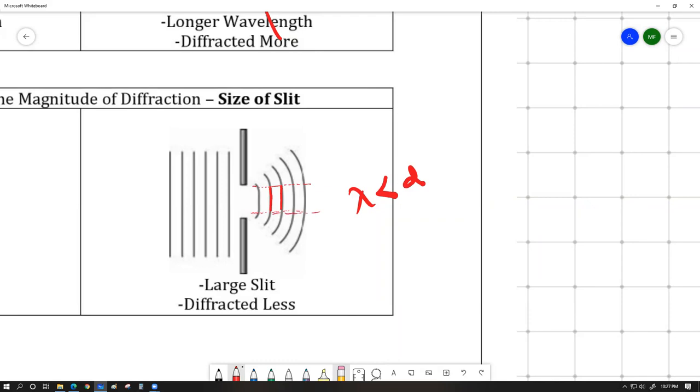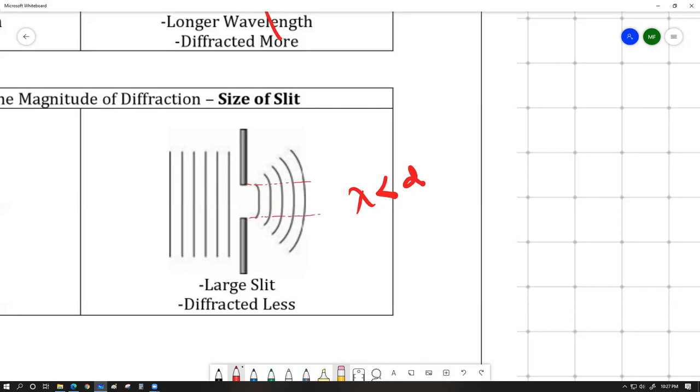So the opening size is bigger. Actually, I put the lines in a wrong place, my bad. Whenever the gap size is significantly bigger than the lambda, flat waves come out through these parts.